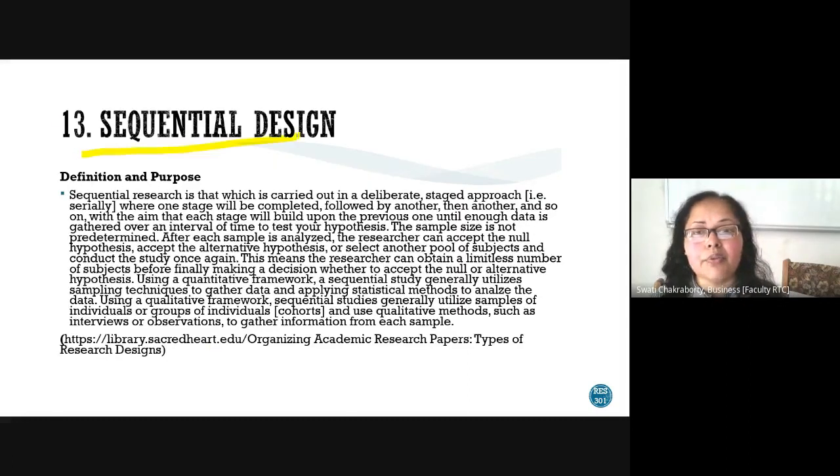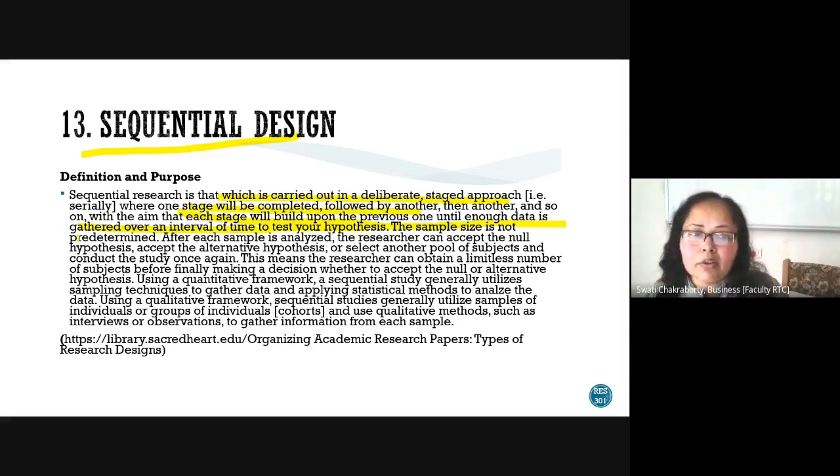Okay, the last type of research design is sequential design, which is carried out in a deliberate staged approach. One stage will be completed, followed by another, and so on. That's how it goes, with the aim that each stage will build upon the previous one. So each stage depends on the previous stage until enough data is gathered over a certain interval of time to test your hypothesis.